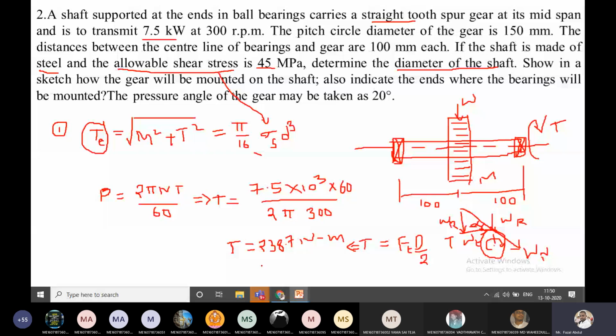What is the D value? The D value is given in the question, 150 mm. Pitch circle diameter is given in the question, capital D. So how much is this one? Somebody answered 3182. Very good.